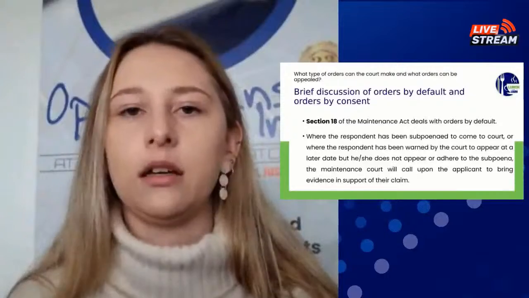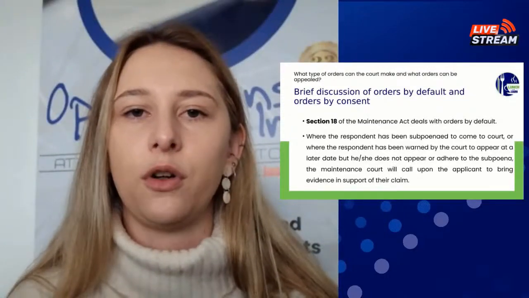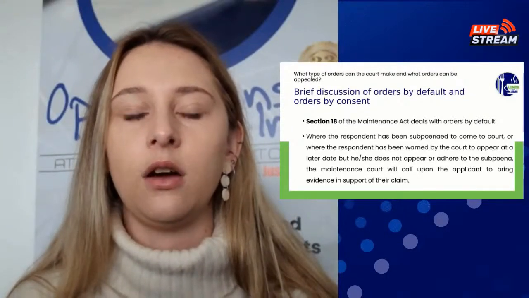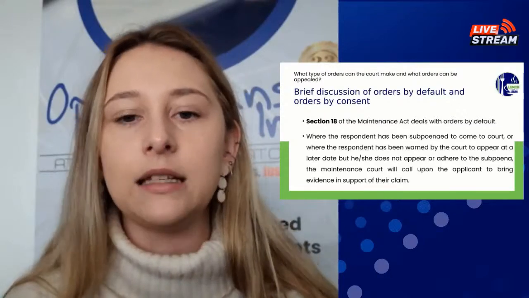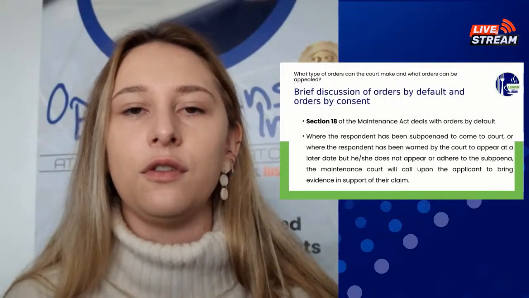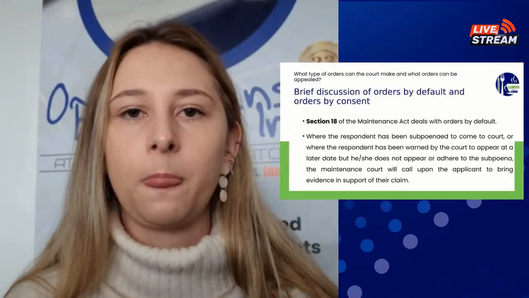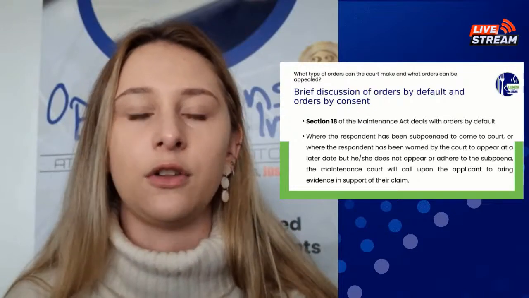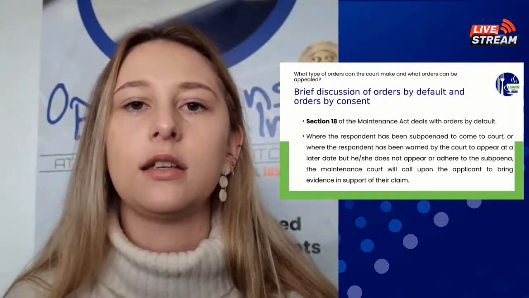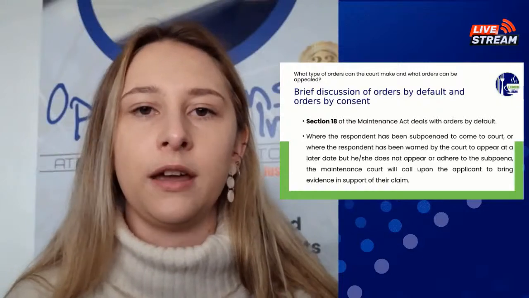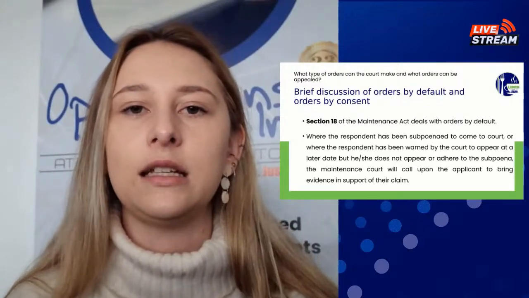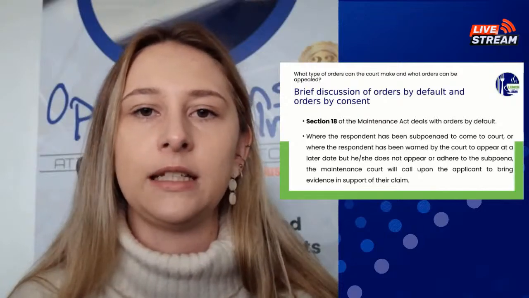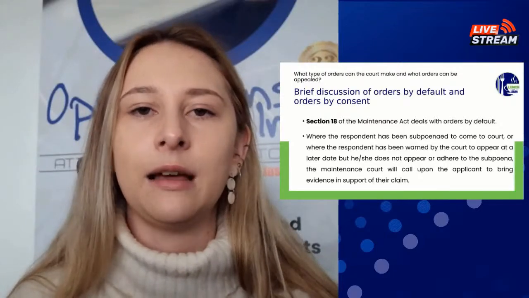So what does this mean? It just means that if the respondent has been subpoenaed to appear in court on a specific date because the applicant has applied for maintenance against them, if that respondent does not appear or does not adhere to the subpoena, so they just don't show up to the court date, then the applicant will appear in court. They will give their evidence regarding the amount of maintenance, the J101 form that was completed, all of their bank statements and slips.